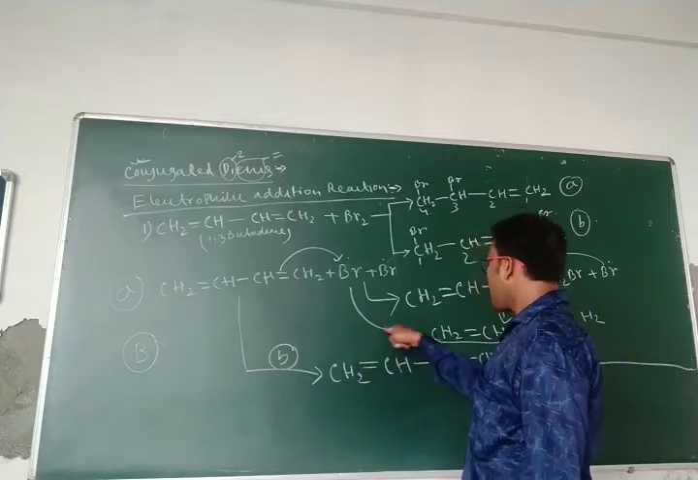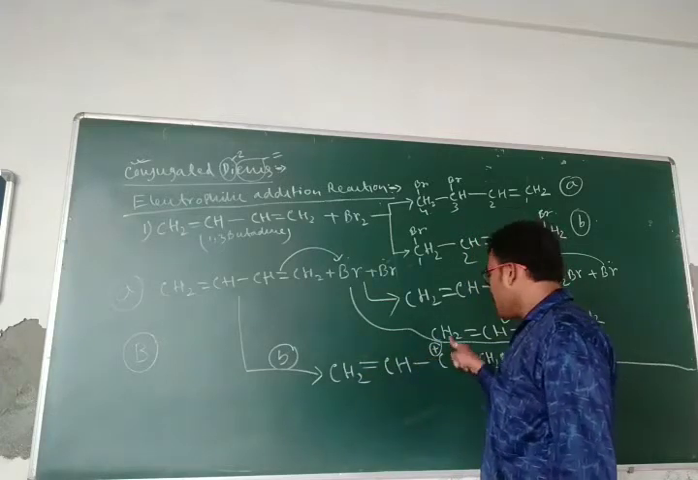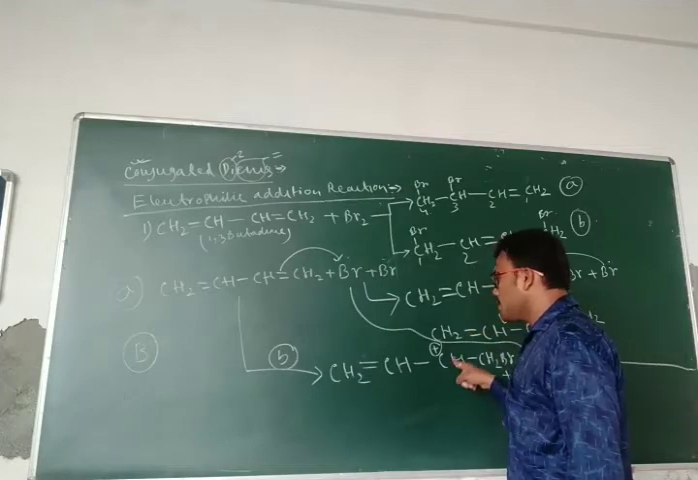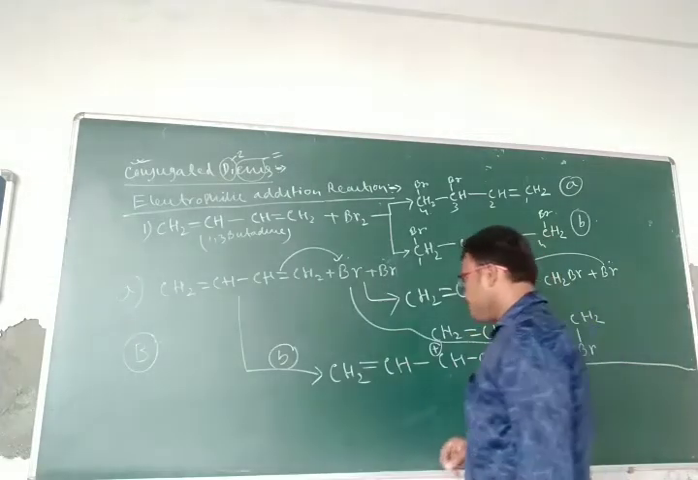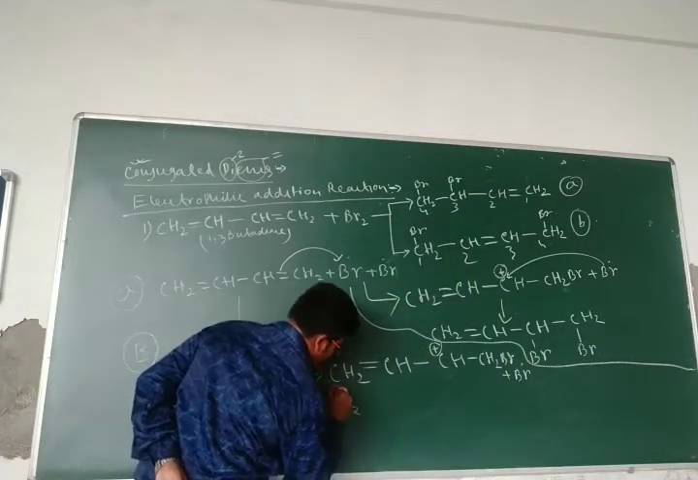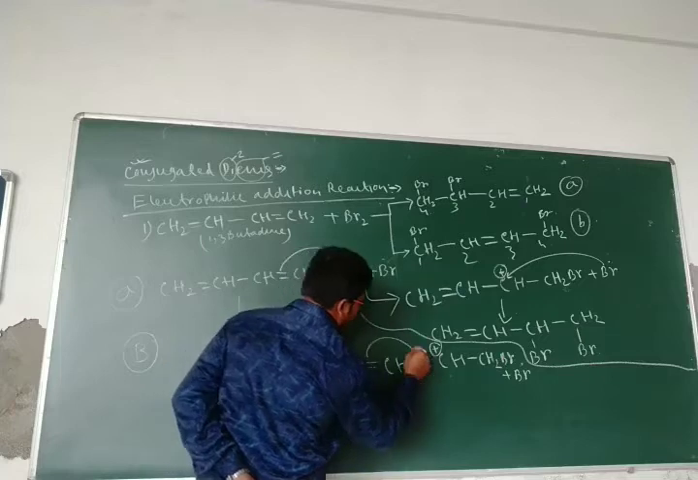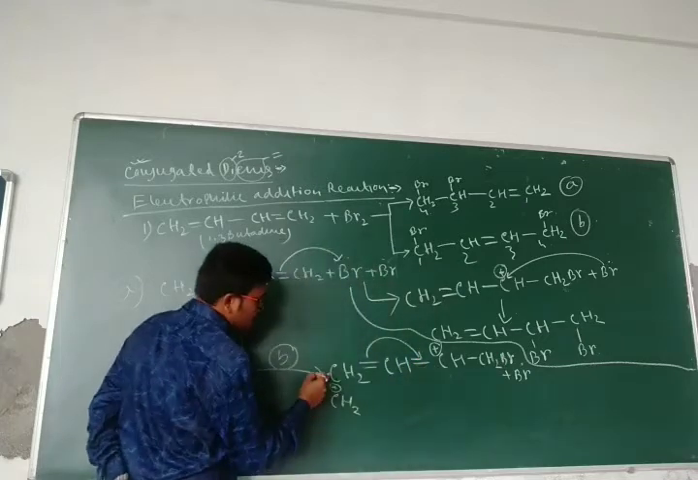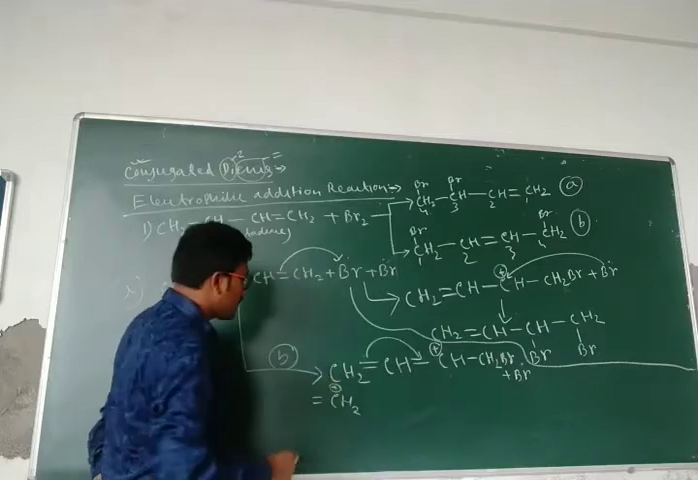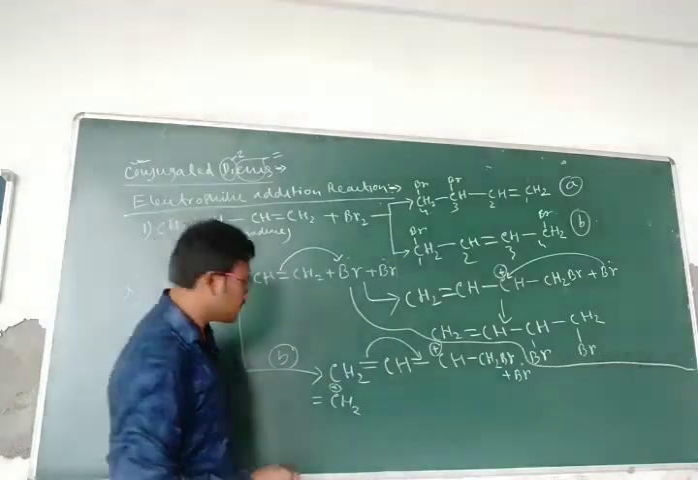These pi bonds move here to fill the electron deficiency of this carbocation. Then what will happen? CH2. When this pi bond moves here, then this carbon atom gains a positive charge.